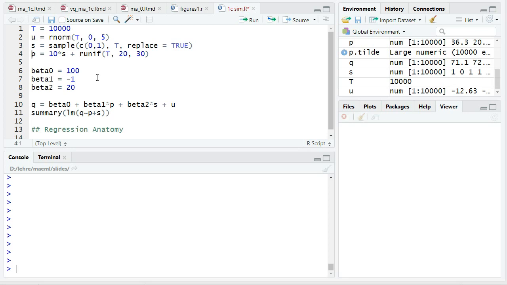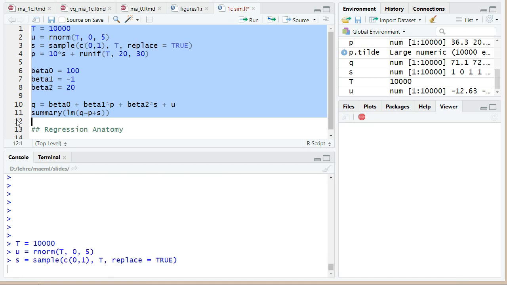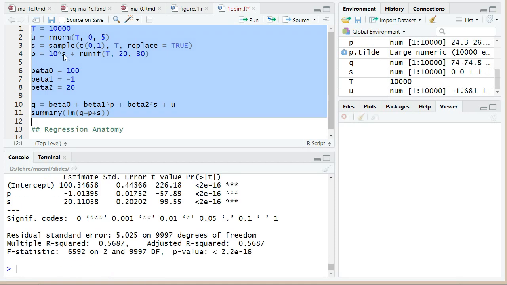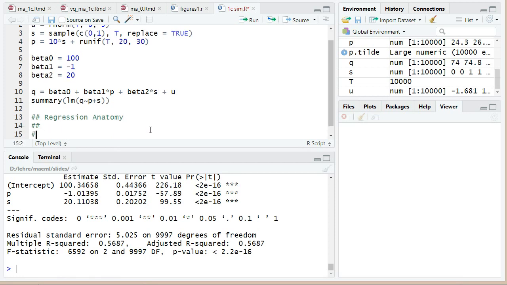I want to illustrate the regression anatomy with a demand simulation from before. So prices again depend on whether it is sunny or not, and the demand function also depends on it. And if we estimate the multiple linear regression where we add S as a control variable, we get basically consistent estimators.